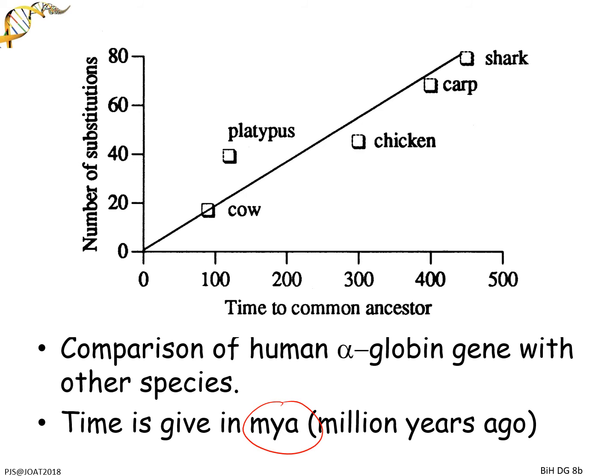So when we look at this, the cow has the least different ones from us. So therefore we're saying that's most related to us. And then we've got the platypus, chicken, carp, and finally the shark. By looking at this, we can see how long ago there was a common ancestor. As far as cows and humans are concerned, our common ancestor was, in this scale, about 90 million years ago. However, the shark, we take it down, was about 460 million years ago.